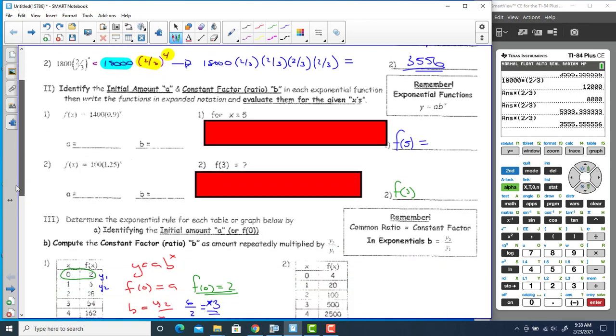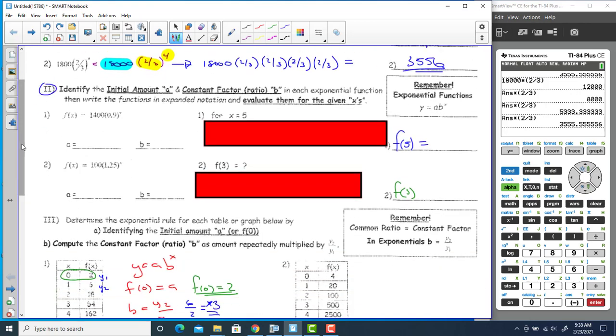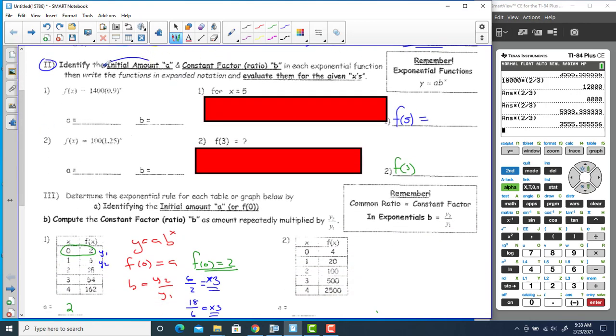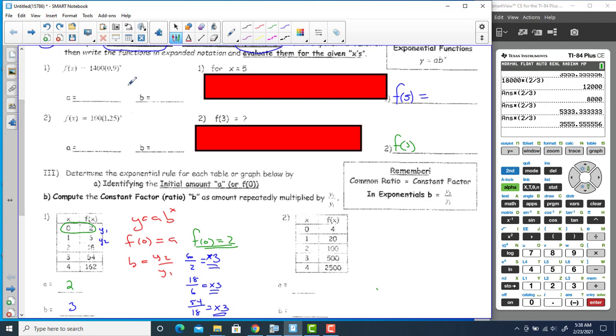As you move on down, ladies and gentlemen, in Roman numeral 2, skill 2, we're hoping that you can identify the initial amount, A, that would be the value of the relationship at time 0, and the constant factor or common ratio, B, what we're repeatedly multiplying by over and over again in each of the expressions. In the expressions, it's important to understand the first letter of the alphabet, A, is what we call the first numerical quantity, and that is the value of the relationship at time 0. So in this instance, A would be 1,400, and B, the base of the exponent or the constant factor would be 9/10.